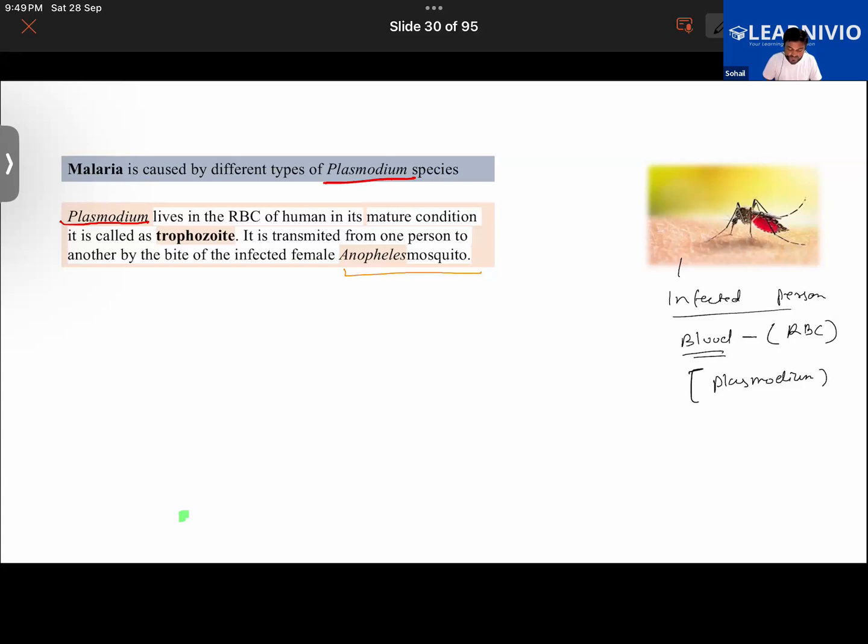When this mosquito injects its proboscis, this tube-like structure that is called the proboscis, into the skin, it sucks up the blood. Along with the blood, it sucks up the plasmodium protozoa also. When it sits on the skin of a healthy person, it transmits the infection, transmitting the plasmodium into that person.